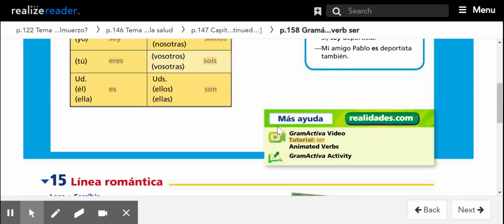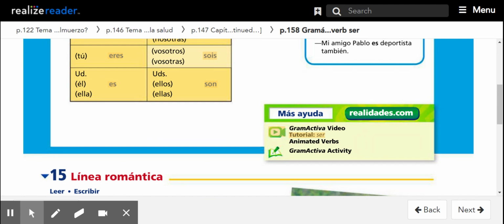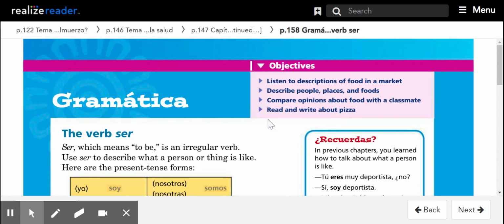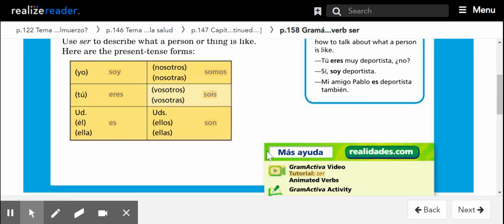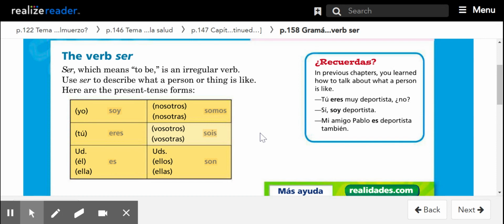It's highly recommended that you watch the Gramactiva video for this verb. It's on page 158. And take your notes over this verb. And remember that the difference between this one and estar, ser and estar, is that this time the verb is talking about describing how people are, what they are like.